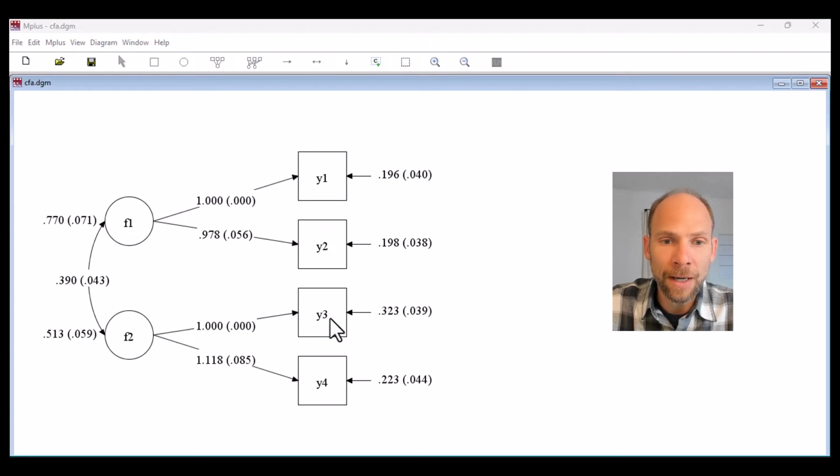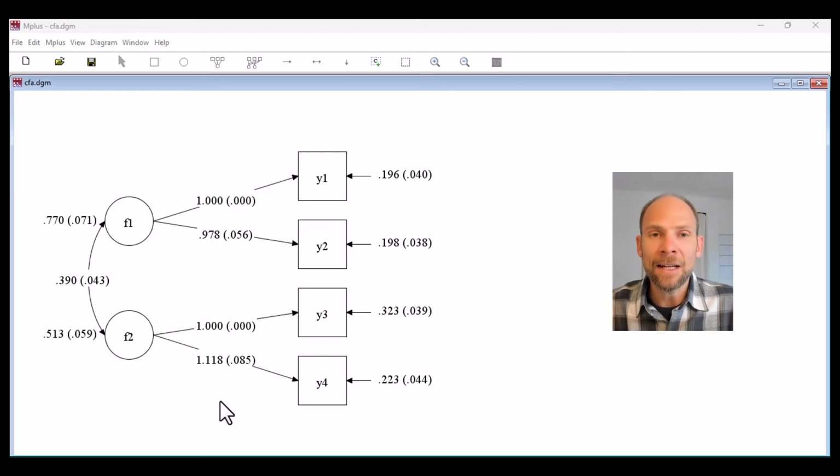And when you look at y3 and y4, you can see that the factor loading for y4 is also estimated to be close to 1. It's a little higher than 1. It could be tested whether this factor loading is statistically different from 1. And if it weren't, that would also mean that these indicators are essentially tau equivalent, that they measure the latent factor with the same units of measurement. So that could be important information.